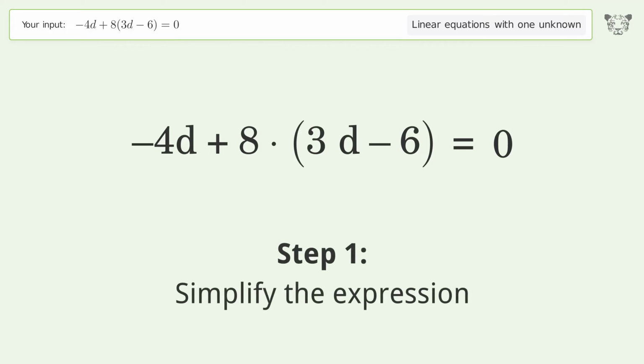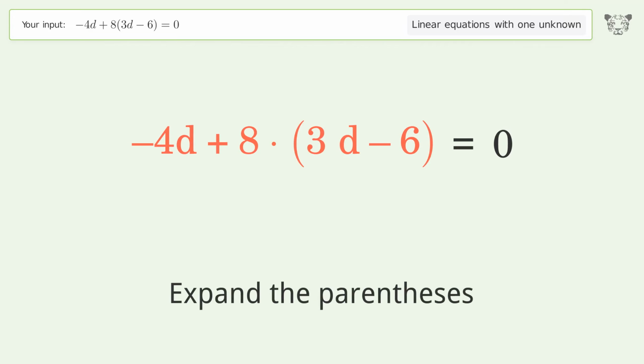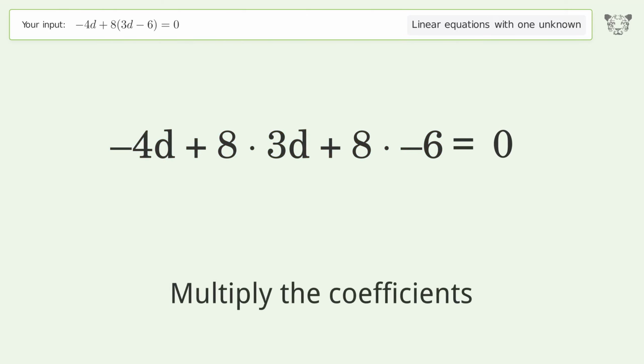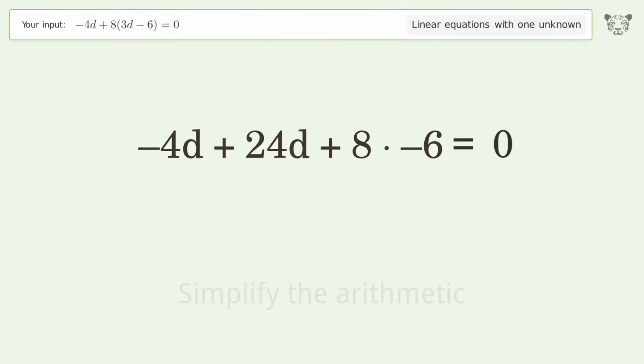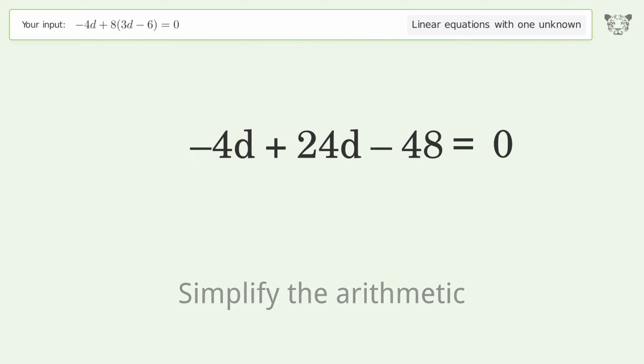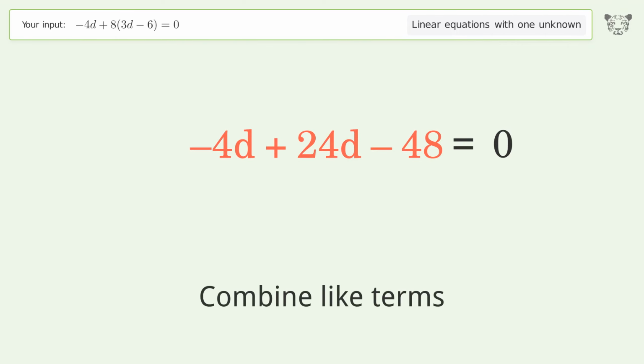Simplify the expression. Expand the parentheses. Multiply the coefficients. Simplify the arithmetic. Combine like terms.